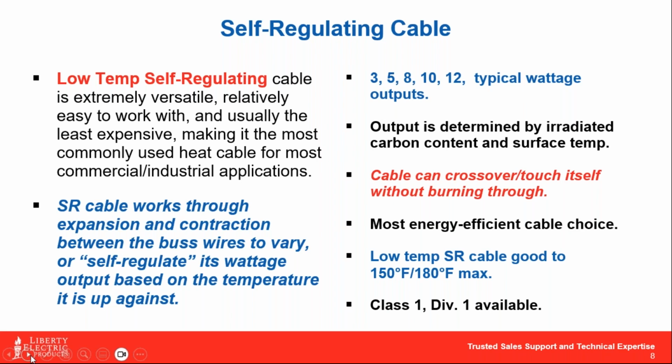Some of the things that help determine its output is the content of irradiated carbon. That's the core of this cable, the material that allows it to expand and contract. If you have a higher content of that material in the cable, proportionately your temperature increases should be able to go higher. These cables in the low temp form, which is pretty standard across the industry, will operate up to about 150 F, and they will begin to destroy themselves around 180.